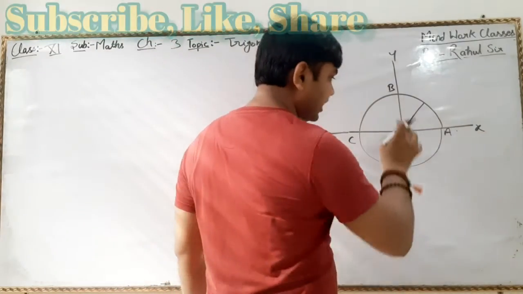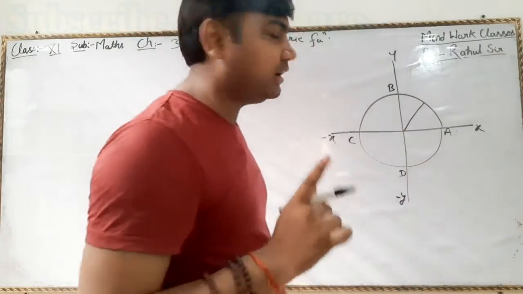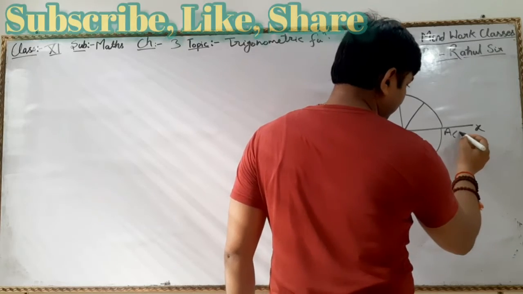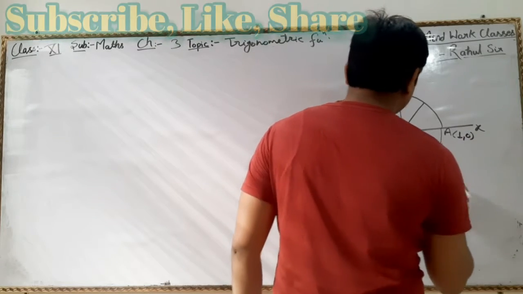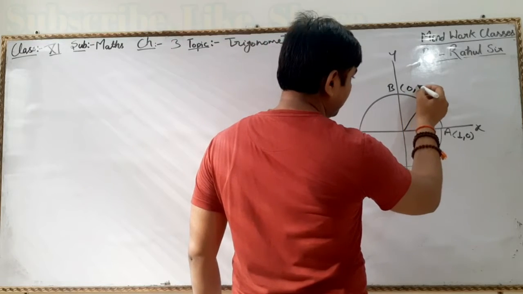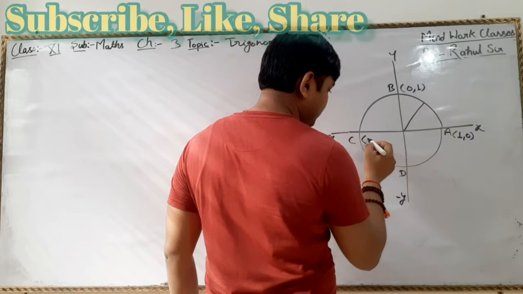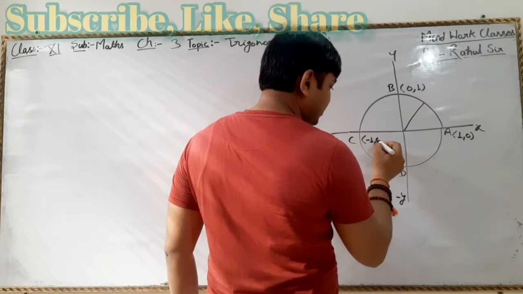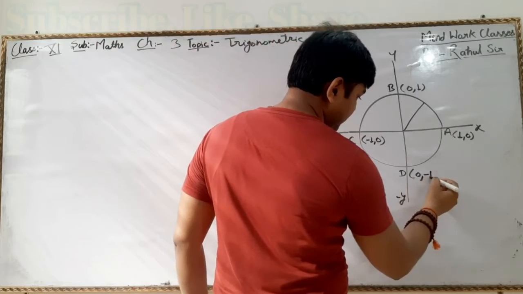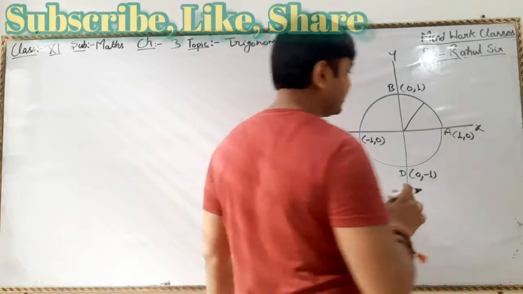Now if I say the radius of this circle is 1 meter, then the coordinate of this point A will be 1, 0. The coordinate of B will be 0, 1. Similarly, the coordinate of this point will be minus 1, 0, and this point will be 0, minus 1.